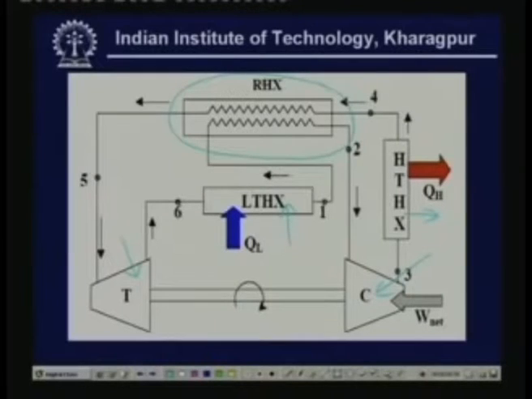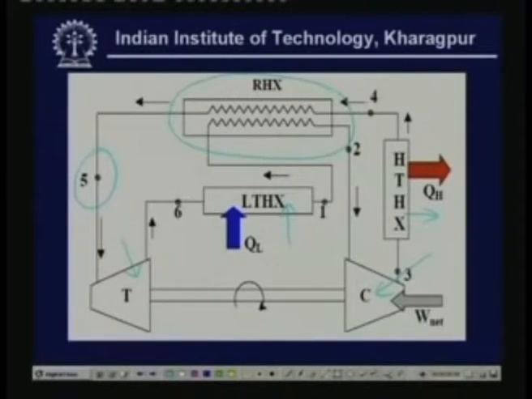Now, if you look at the schematic, you can understand the purpose of regenerative heat exchanger. The purpose of regenerative heat exchanger is to pre-cool the air that is going to the turbine. That means the air that is going to the turbine, that is 0.5, will be pre-cooled if you use a regenerative heat exchanger. How is it getting pre-cooled? It gets pre-cooled by rejecting heat to the cold air stream that is going to the compressor.